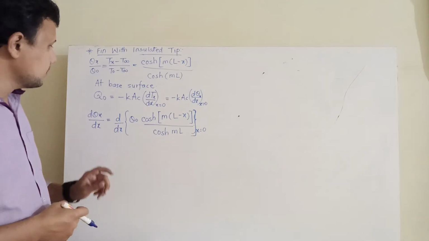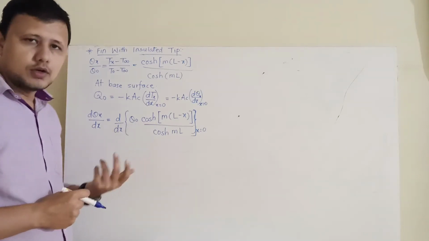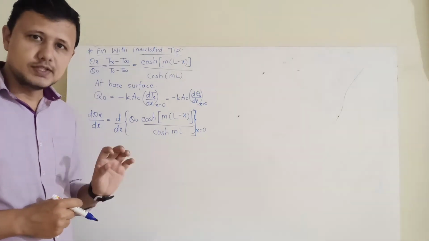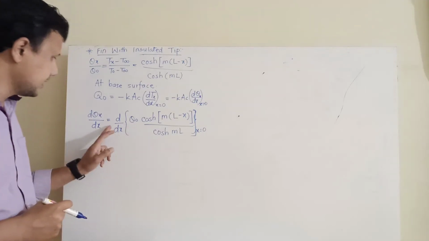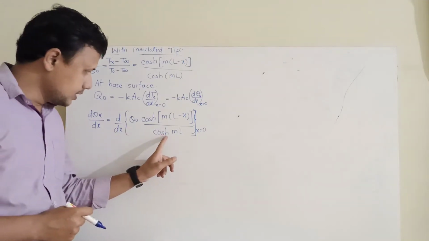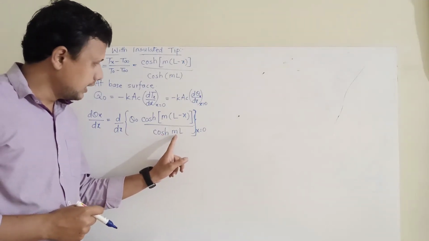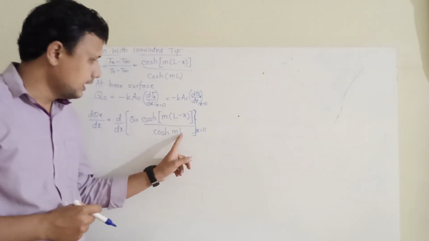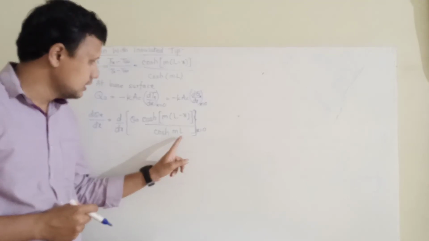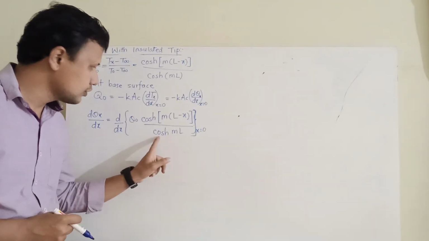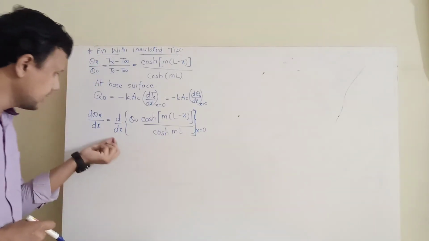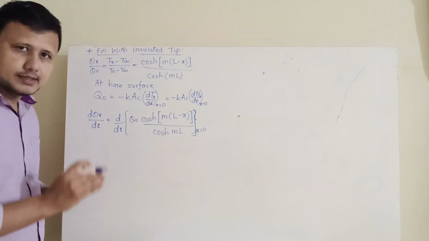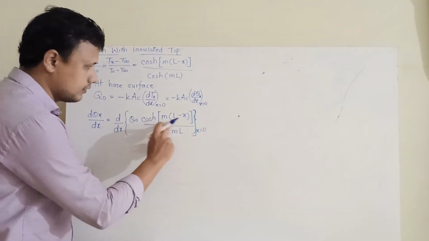So θ0 is a constant parameter, it only includes C1 and C2, that's why it will be taken out of the bracket. Cosh of mL, m is root of hP by kAc, all constants. L is the length of the fin, again constant. So cosh of mL is also constant, so it will again be out of the bracket. Whatever the differentiation is, it will happen only for this quantity.